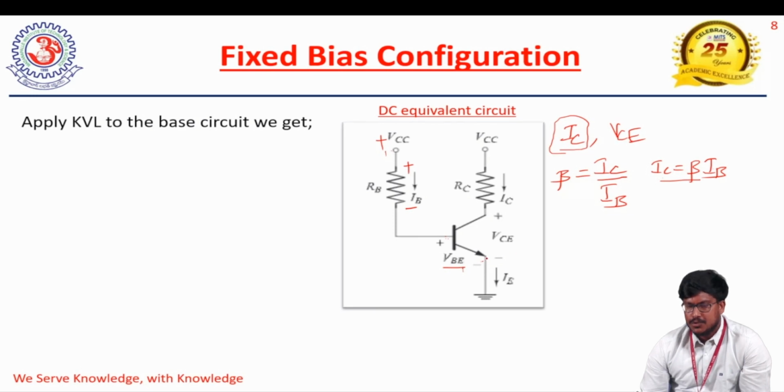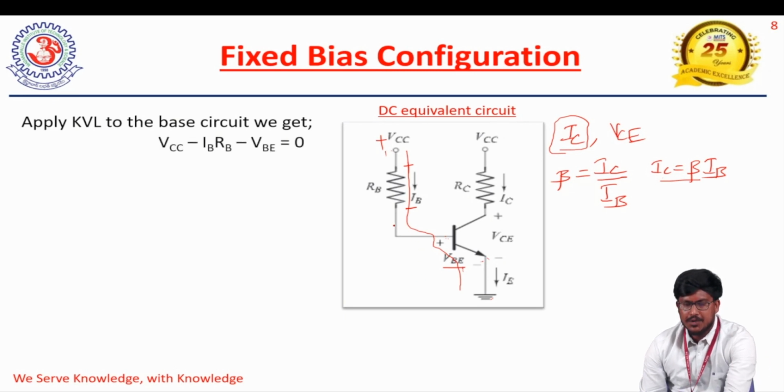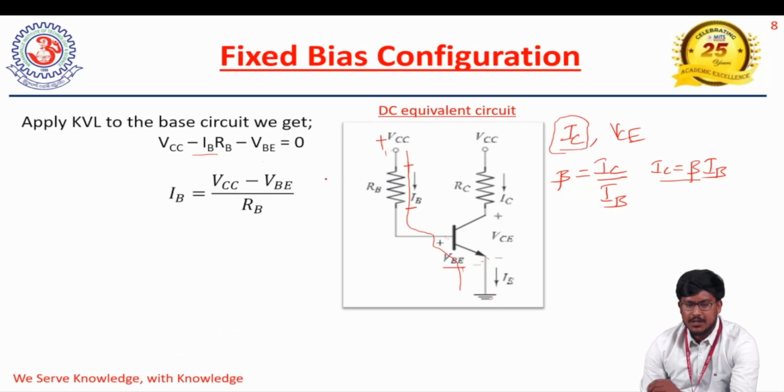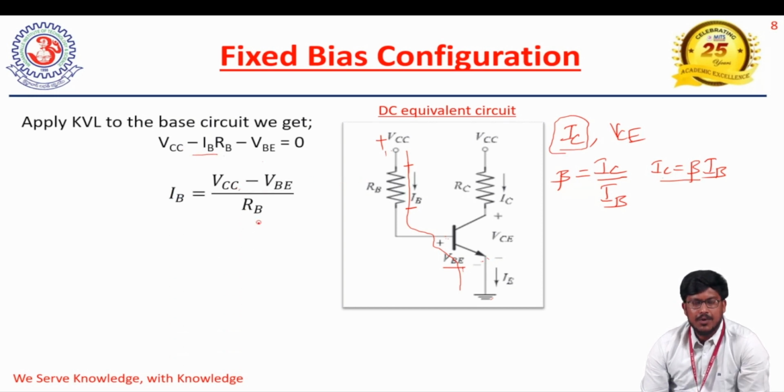And the emitter is connected to the ground potential. So for this base circuit, we are going to apply the KVL. Once you apply the KVL, we get the equation as VCC minus the voltage drop across this resistance, which is IB into RB, and the voltage across the base to emitter junction is minus VBE, that should be equal to 0. So from this equation, we can obtain the base current, that is IB, as VCC minus VBE divided by RB.